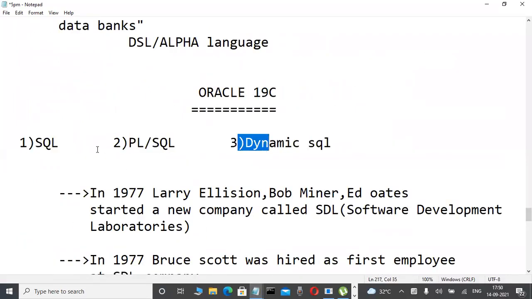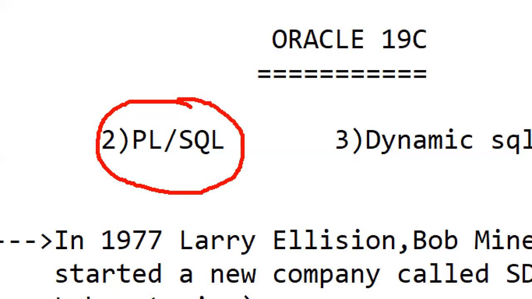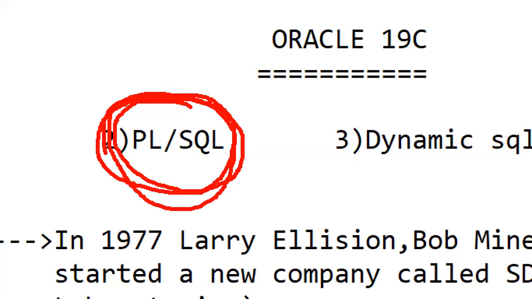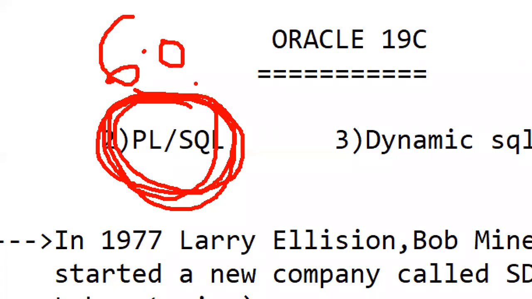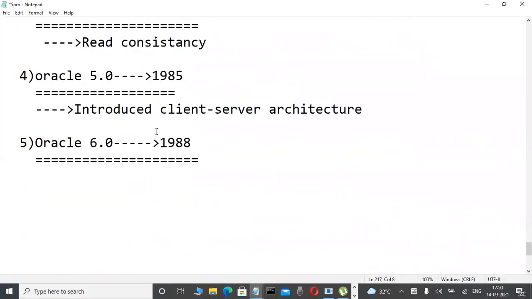SQL, PLSQL, dynamic SQL. But at first, only SQL was there. PLSQL was not there. This PLSQL language was introduced from Oracle 6.0 version onwards. For concept purposes only, I am telling you what these versions are. Oracle 6.0, 1988, they introduced the PLSQL language. Nowadays, if anybody has very good knowledge of PLSQL, there are so many jobs. With only PLSQL knowledge also, jobs are there. From 1988 onwards, those concepts are there. That's why PLSQL was introduced.